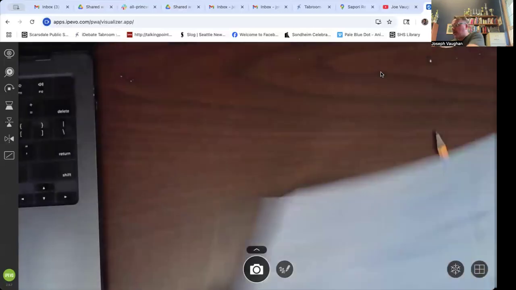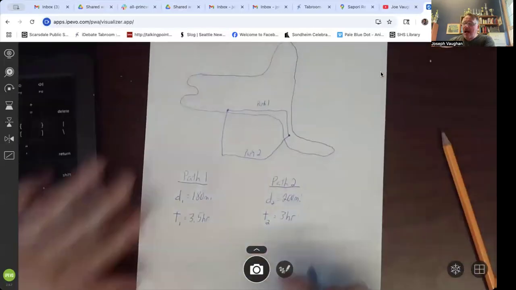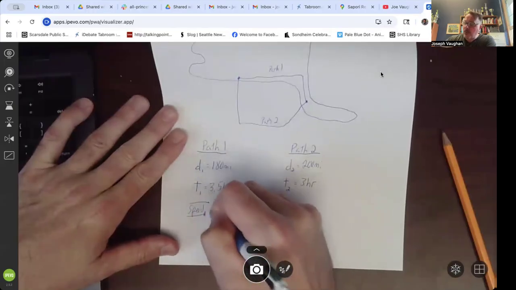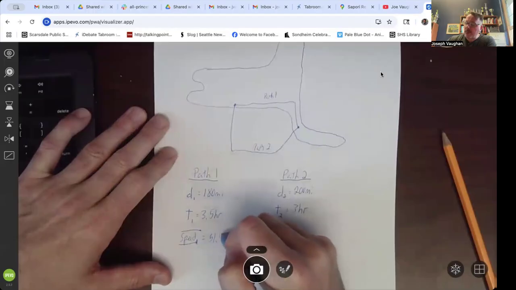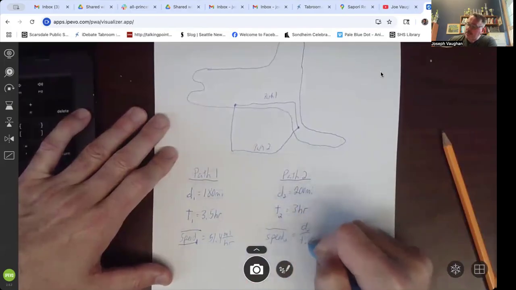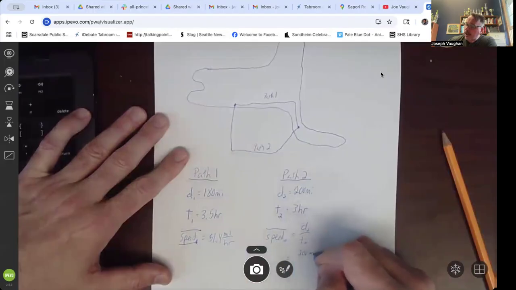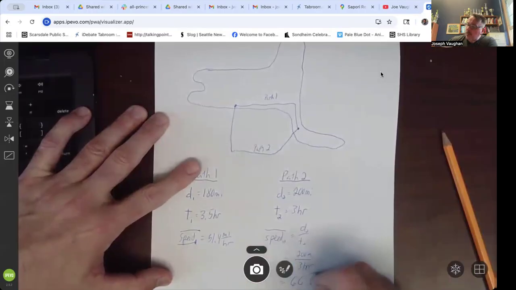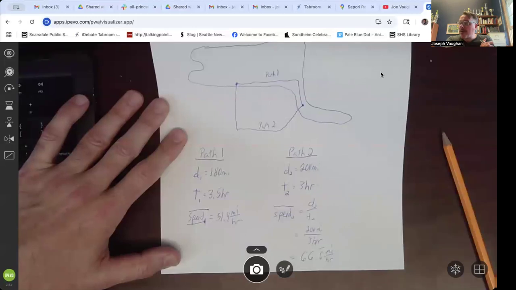So let's go back to the original statement here. I can now say the average speed, excuse me, for path one, we just calculated as 51.4 miles per hour. And if I was to do this for path two, average speed two equals distance two over time two, which is 200 miles over 3 hours, for an average speed of 66.6 repeating miles per hour. So I could say on average, I'm going faster along path two than I am going along path one. Okay, so that's the notion.